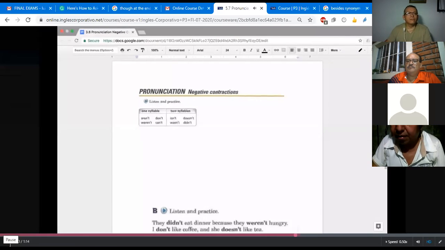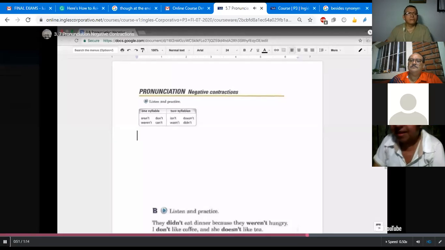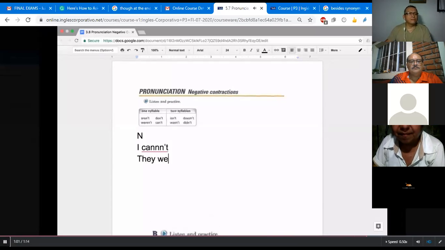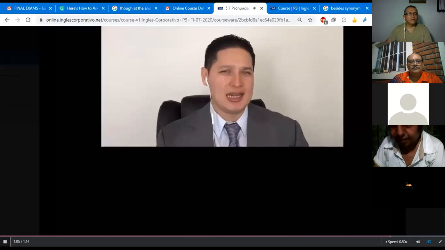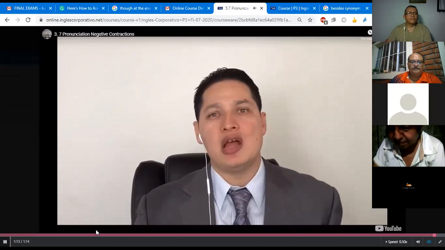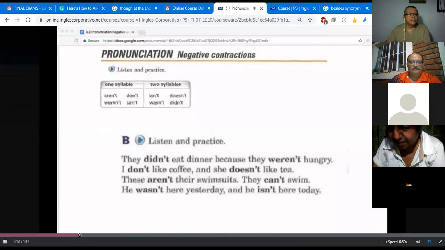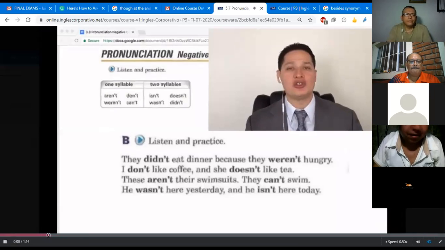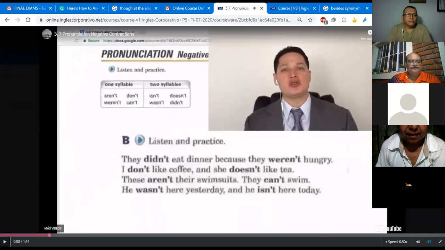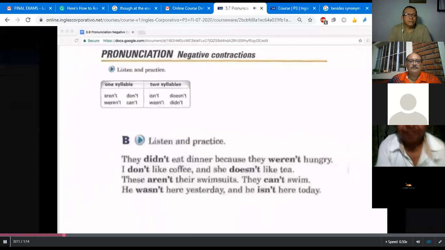A quick tip to follow when expressing contractions is to extend the N. For example, I can't. They weren't. Now it's your turn to practice. I would like for you to listen and repeat the contractions until you feel comfortable pronouncing them. Weren't. Don't. Aren't. Let's get started by analyzing the contractions on this chart. Aren't, weren't, don't, can't. Two syllables.